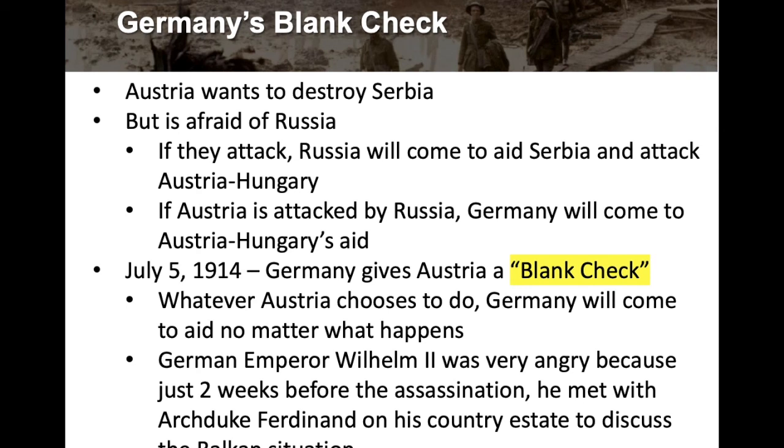German Emperor Wilhelm II, we already talked about him last lecture, was very angry because just 2 weeks before the assassination of Archduke Franz Ferdinand, he met with the Archduke on his country estate to discuss the Balkan situation. At this meeting, Wilhelm II and the Austrian Archduke became pals. It was a good meeting, a good time at the country estate. You know, their nobility, their upper class, they're very wealthy. 2 weeks later, the Archduke is killed, and Emperor Wilhelm II is upset and very angry. So he says, Austria, here's your blank check.